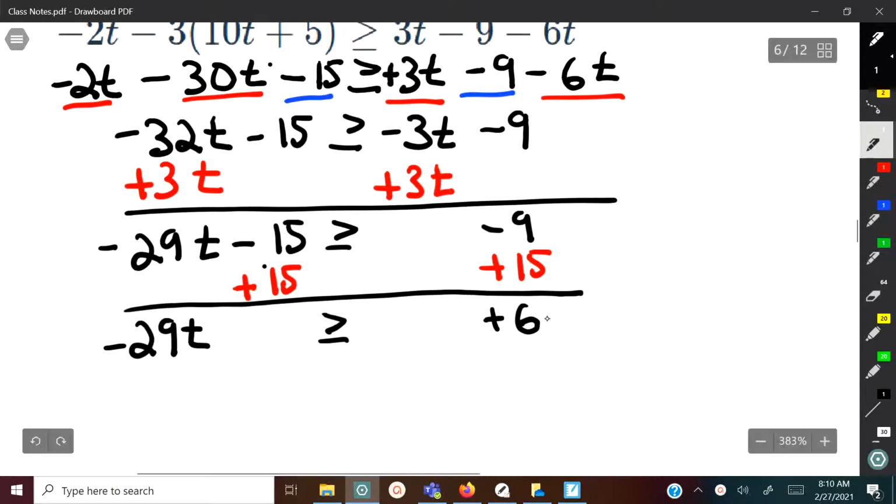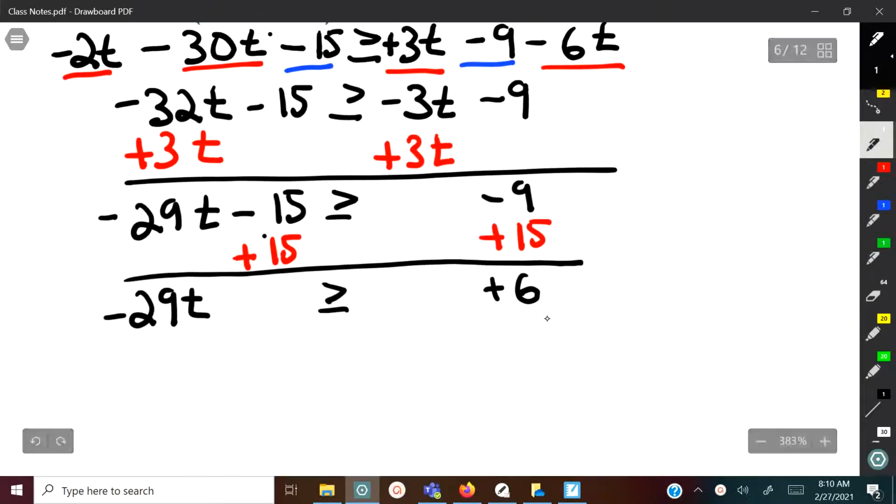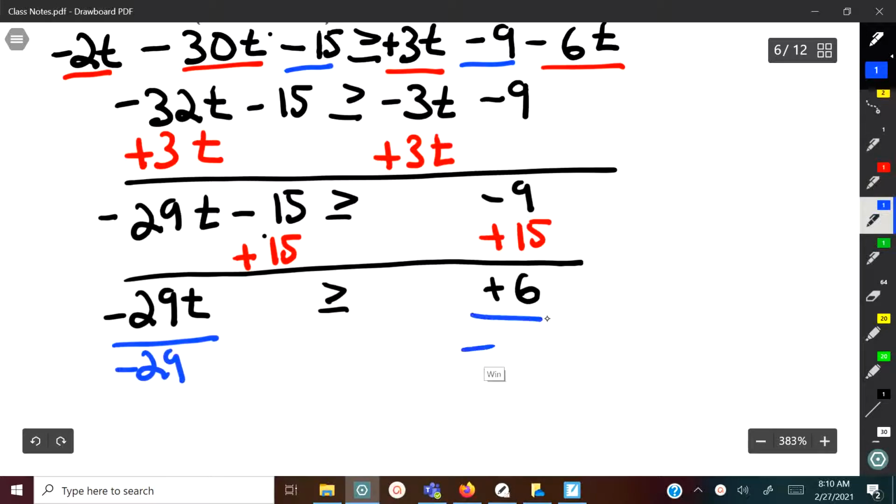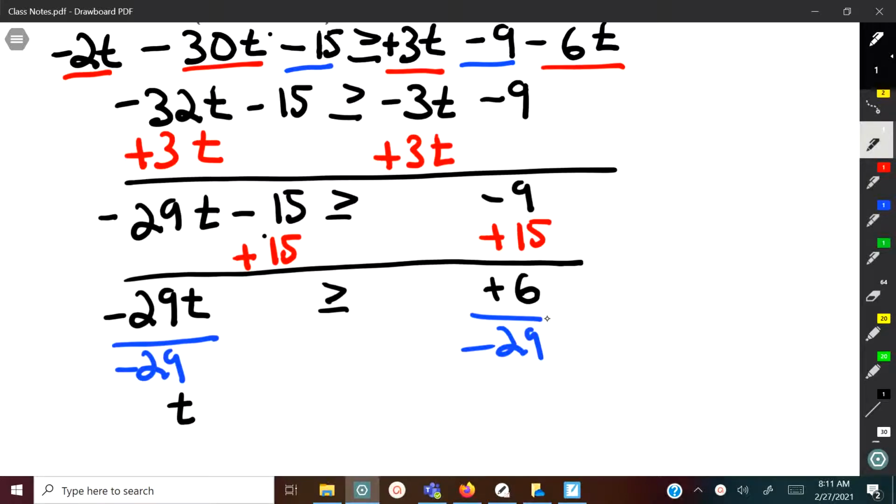Alright, now we're going to do our last step here, and we're going to divide this coefficient, negative 29, on both sides. Alright, the 29's cancel out, and that's going to leave me with t. Now, since we're dividing by a negative, we got to swap the inequality around. Don't forget that crucial step.